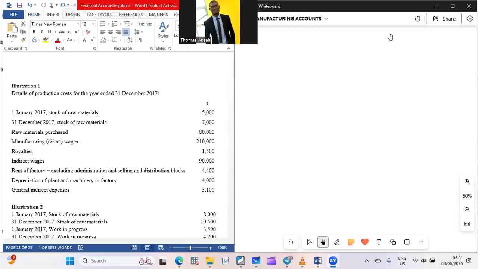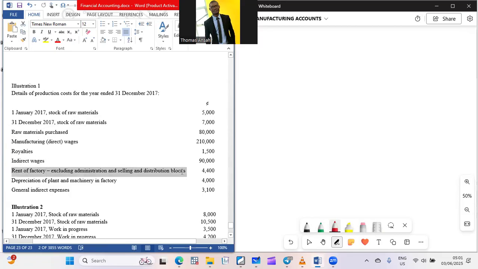So welcome to manufacturing part 2, where we look at some practical examples. We have this example here. We have the raw material for January 2017 and for December 2017. And we have the manufacturing direct wages, royalties, indirect wages, rents excluding that of the administrative block and the distribution block, depreciation of plant in the factory, and general expense. So how do you arrange this for a manufacturing account?